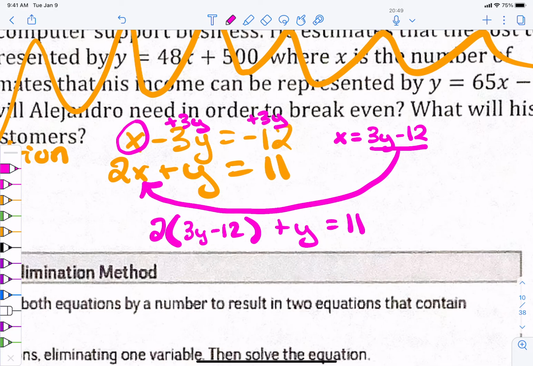Now, do you always plug it into the second equation? You plug it into the one you didn't solve for. So since we solved the first equation, we're going to plug it into the second equation. Make sense? Okay. So there's how that works. Okay, then we just simplify. So what are you going to do next?